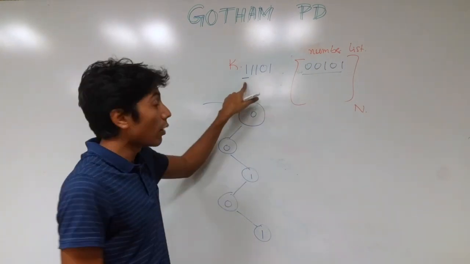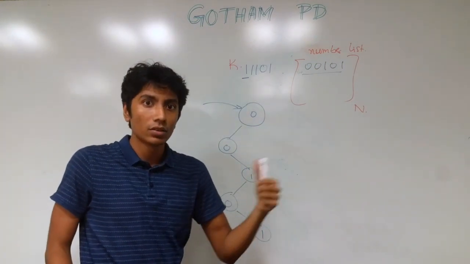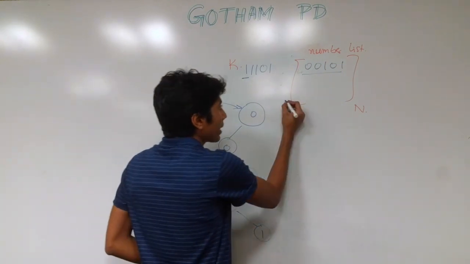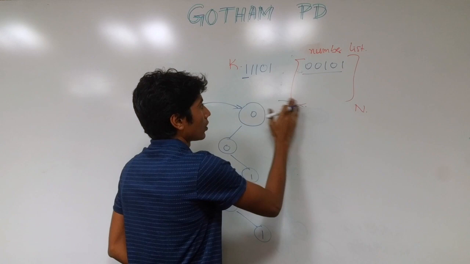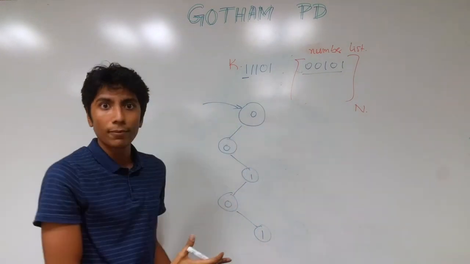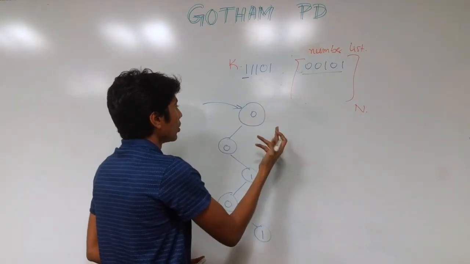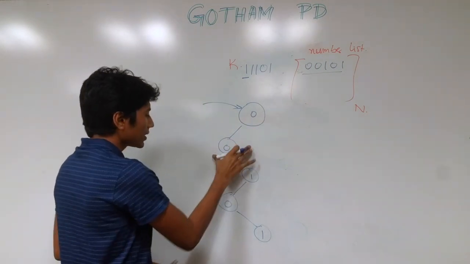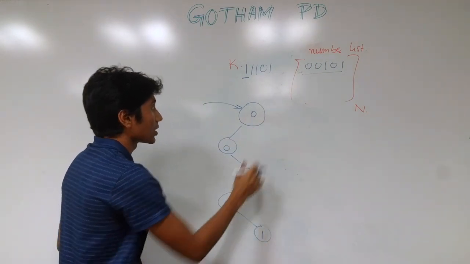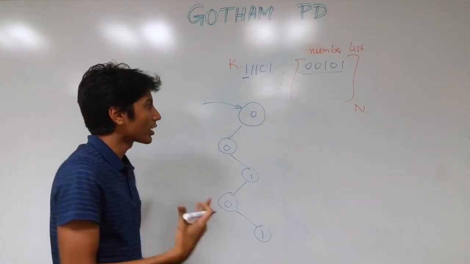So here's the thing. If you have 1, you want a different character, if a trie path is possible. So there is no trie possible with 1 in its root. This trie is empty. You go for this one. You go for zero. Okay, fine. In fact, this trie is not really helping us because there's just one number. So it's not explaining the concept.